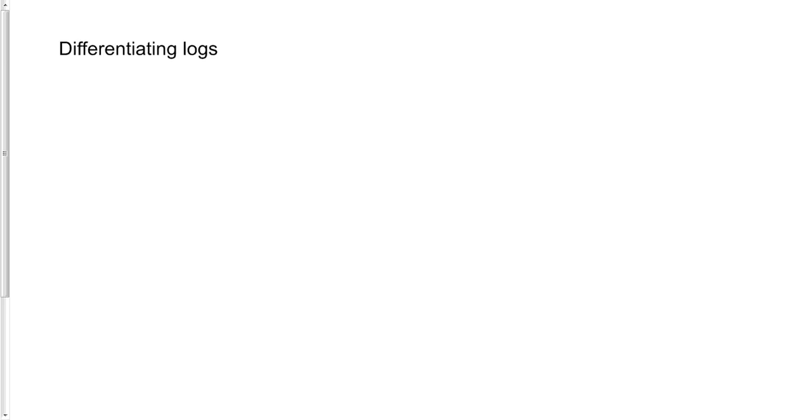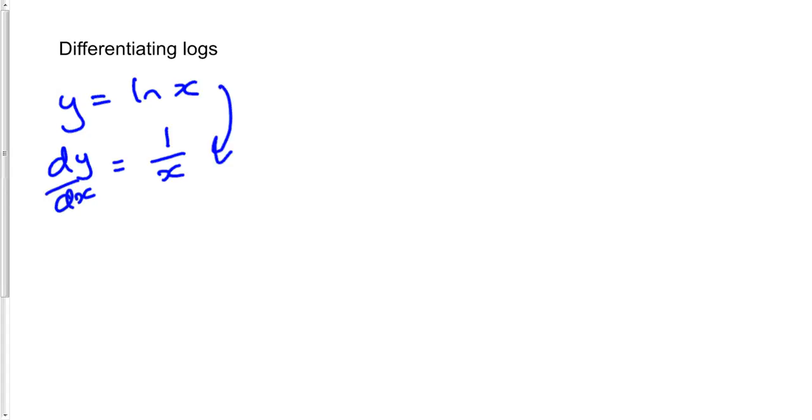Okay, so we're now looking at how to differentiate logs. Now this isn't quite as easy as differentiation with exponentials, but the premise is this. If you've got y equals natural log of x, when you differentiate that, dy by dx equals 1 over x. And just the same as exponentials, it's not as simple as that, but this is the key link that you've got to remember. This is the one that's by far the most popular.